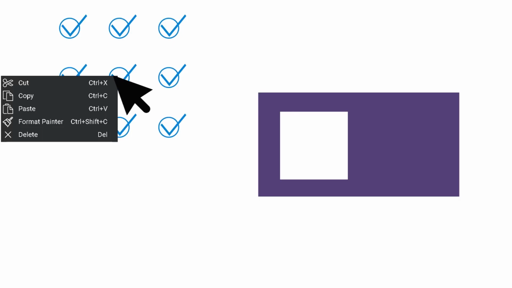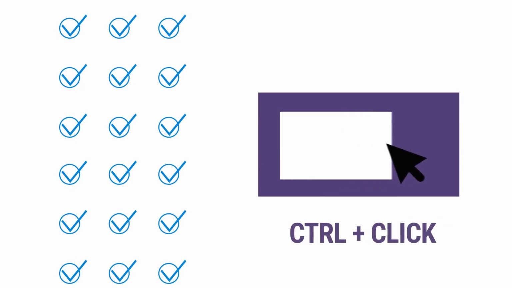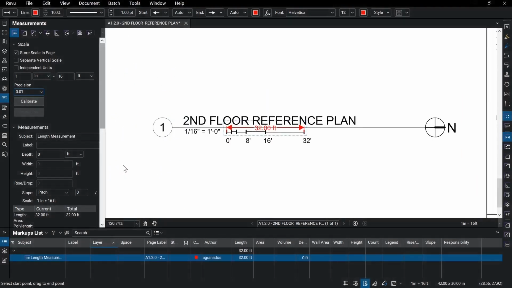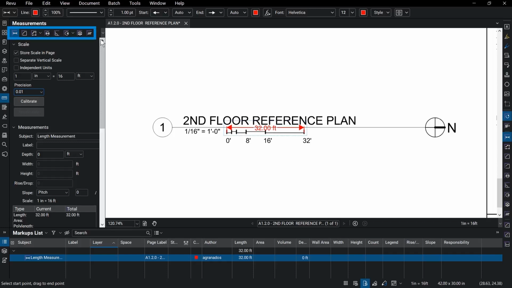Copying. Copy measurements like counts or cutouts to be reused and added as necessary. These measurement markups can be accessed from the Tools menu, the Measurements panels, or toolbars, depending on how your interface is set up.